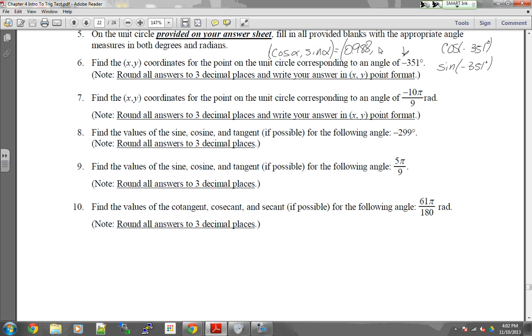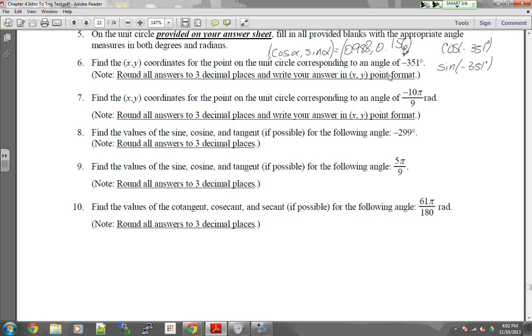All right, so the x value would be 0.988 and the y value would be 0.156 for our angle of negative 351 degrees. All right. Same thing down here. It's the cosine of your angle, the sine of your angle, but now, since we're in radians, you want to make sure your calculator is in radian mode, but you're still going to do the same thing. You're going to take the cosine of it and the sine of it.